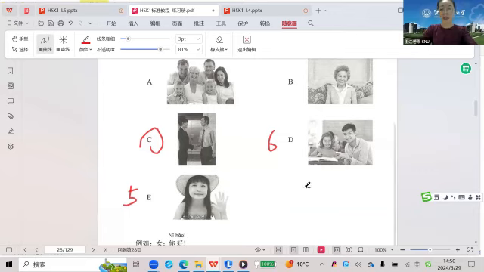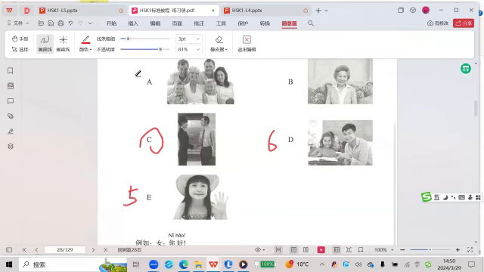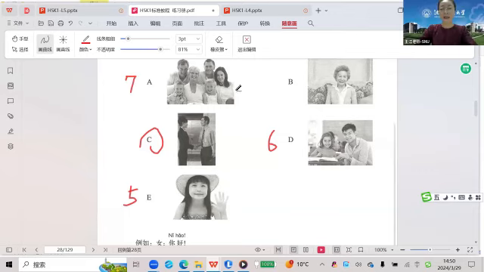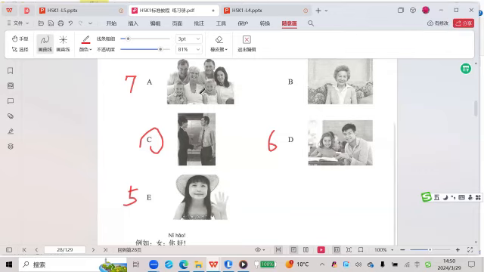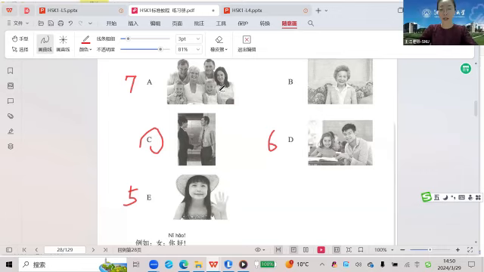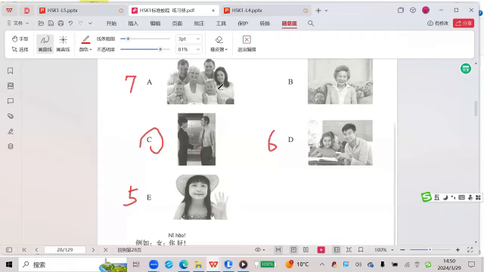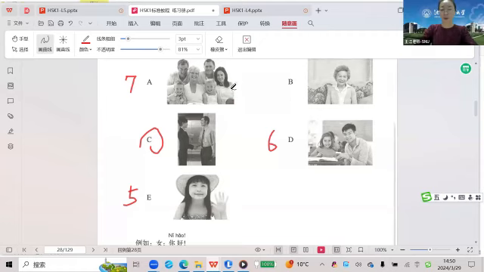Okay. Dialogue 7. Which picture matches dialogue 7? A. A, right. So you repeat some keywords. 你家有几口人？6口人. Very good. 6口人, 6 people. Very good. So what about the other students?